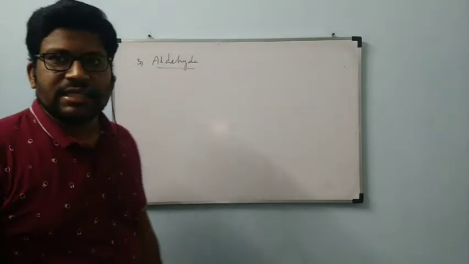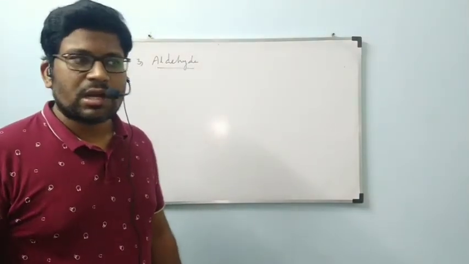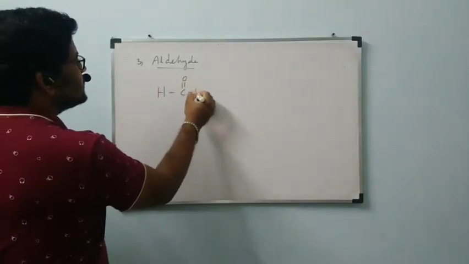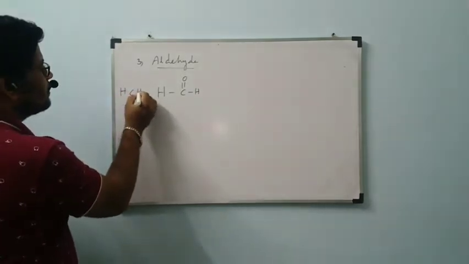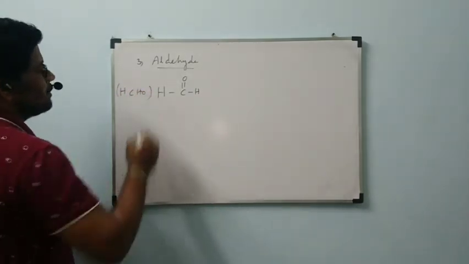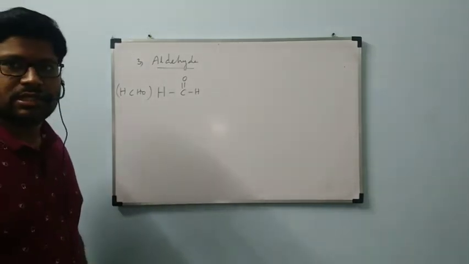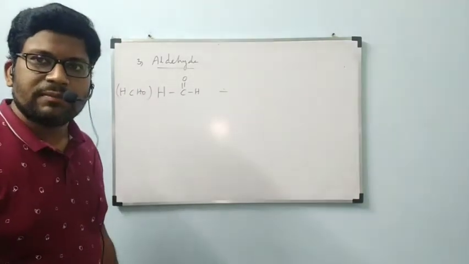Okay, aldehyde means CHO. Now we will start with HC double bond O, H. HCHO. Clearly it is written as H C double bond O H. HCHO. Okay. Now this compound contains totally how many carbons?